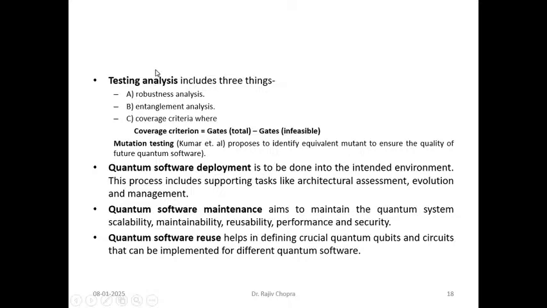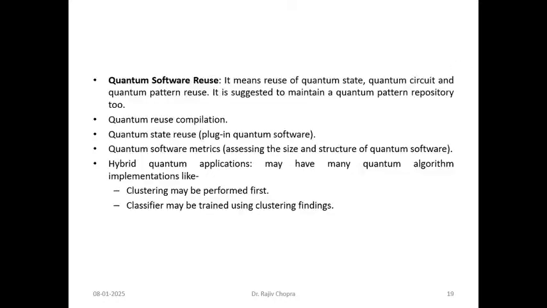Then deployment has to be done. You have to perform the same tasks again for where it has to be deployed. Maintenance is there. If maintenance has to be done, you have to test again. So you may go for quantum regression testing, because scalability, maintainability, reusability, performance and security, we have to maintain. Quantum software reuse means defining crucial quantum qubit circuits that can be implemented for different quantum software. Now, what all things can be reused, in the next slide?